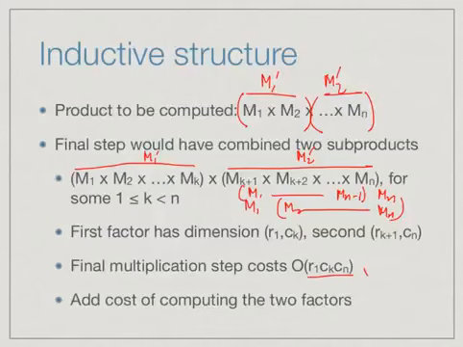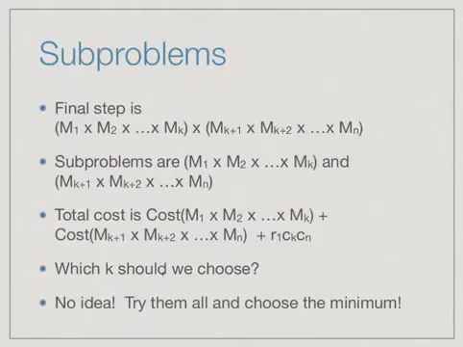So we have that the cost of M1 to Mn splitting at k is the cost of M1 to Mk plus the cost of Mk plus 1 to Mn plus the last multiplication R1 into Ck into Cn. Clearly this cost will vary for different k's, and there are many choices of k. As we said, there are n minus 1 choices of k. Anything from 1 to n minus 1 we can choose as k. So there are n minus 1 subproblems.